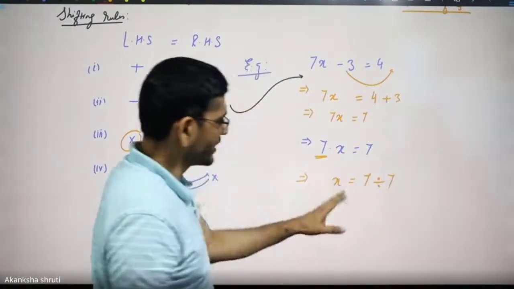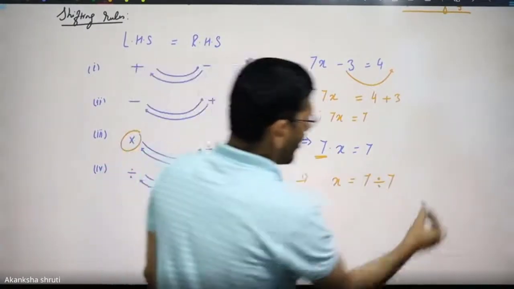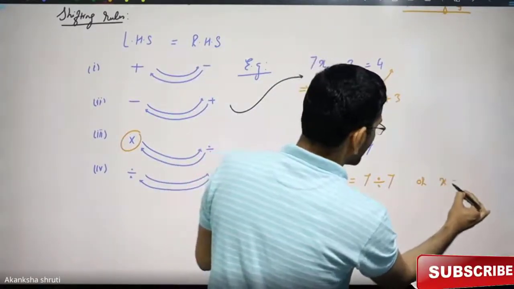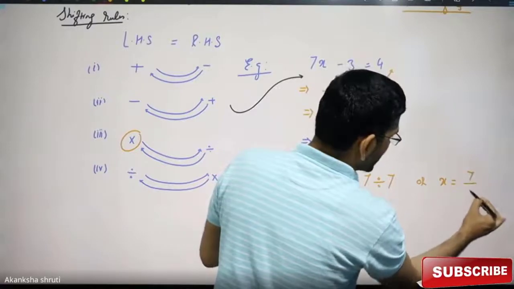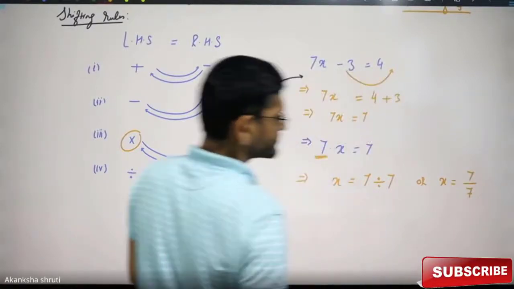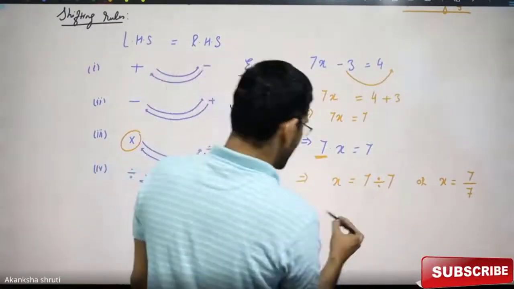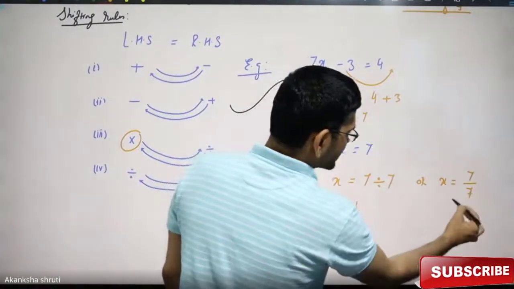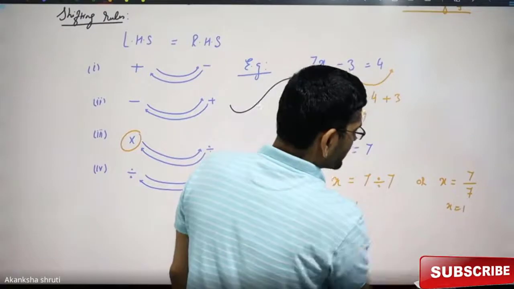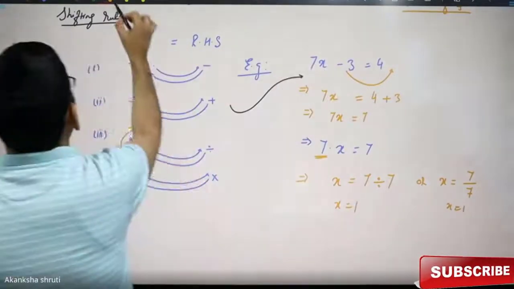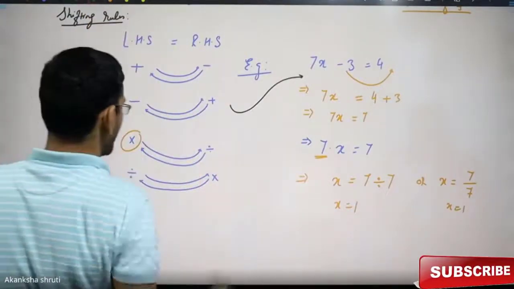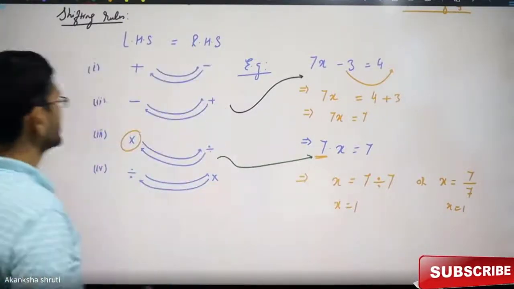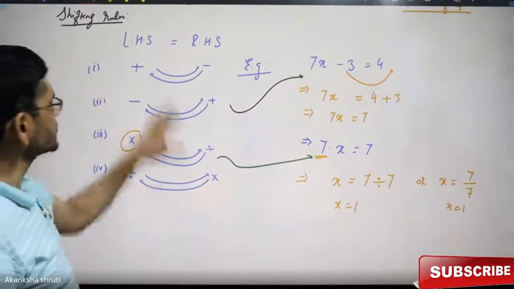So whether you write 7 by 7, or write it in ratio form, bring the 7 into the denominator. Both mean the same thing. Here you will get 7 by 7 as 1. So what rule did we apply here, students? This rule we applied here. So this is how to apply it.